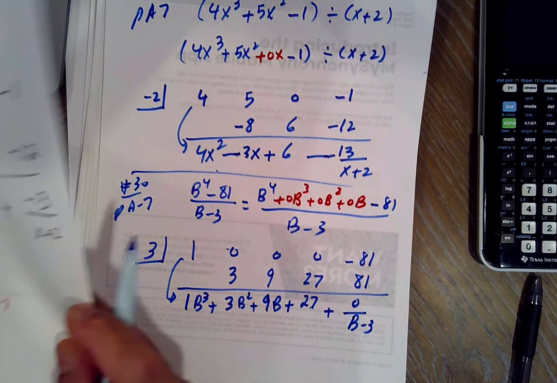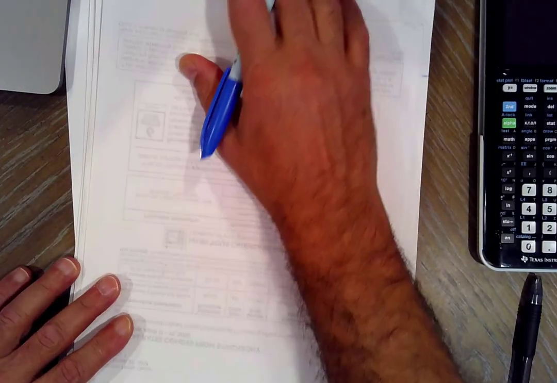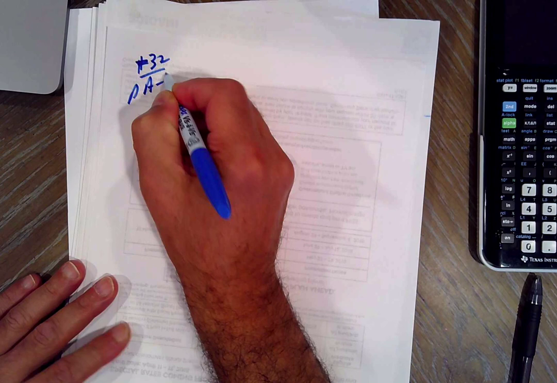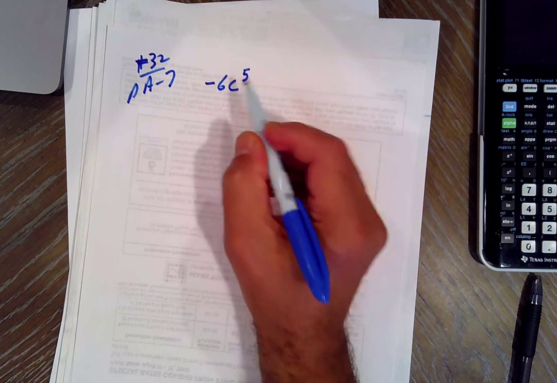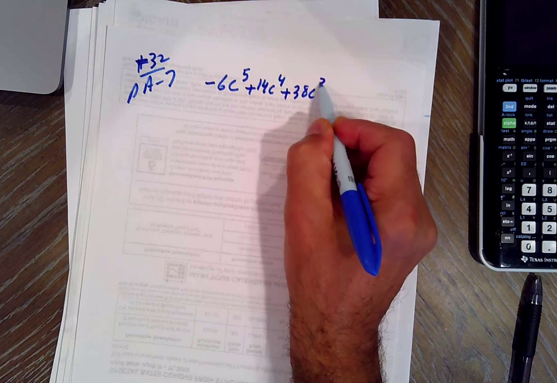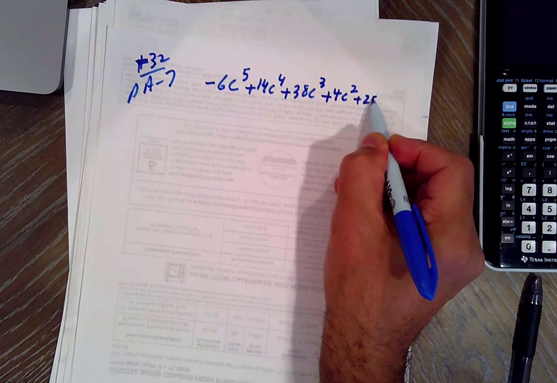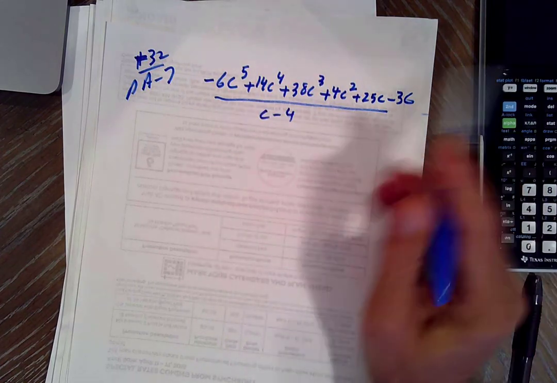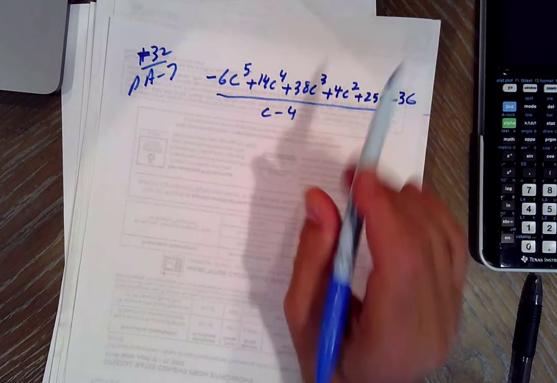Okay, 32, page A7. Negative 6c to the 5 plus 14c to the 4 plus 38c cubed plus 4c squared plus 25c minus 36 all over c minus 4. Let's see if it's in descending order. 5, 4, 3, 2, 1, constant, and there are no missing c's.